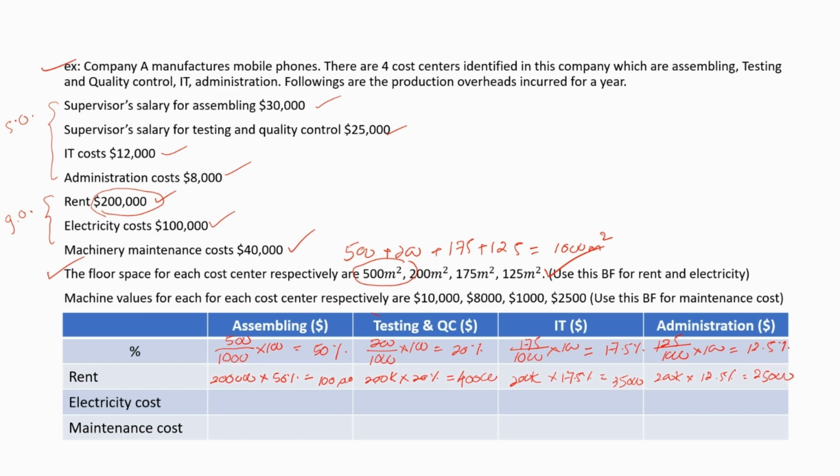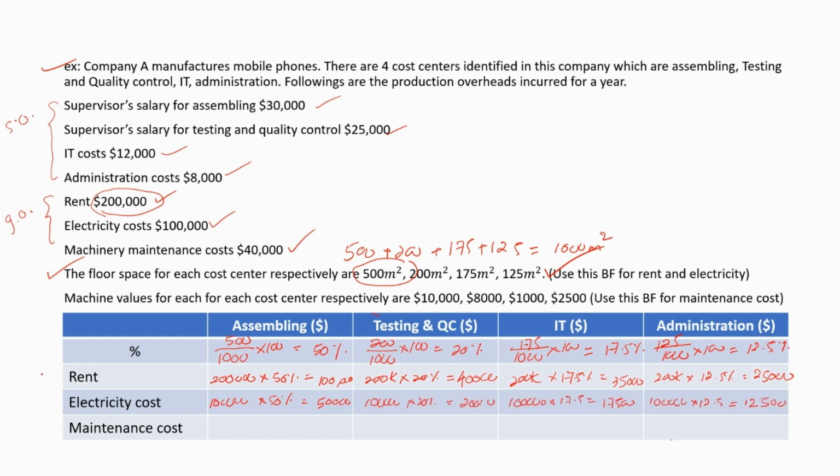In the exam, they will clearly indicate what base value to use. So using this base value, you have to calculate the percentage value. And using the percentage value, you have to calculate the apportioned general overhead for each cost center. Now let's calculate the apportioned electricity for each cost center. So the total electricity cost is 100,000 multiplied by 50%, which is equal to 50,000.